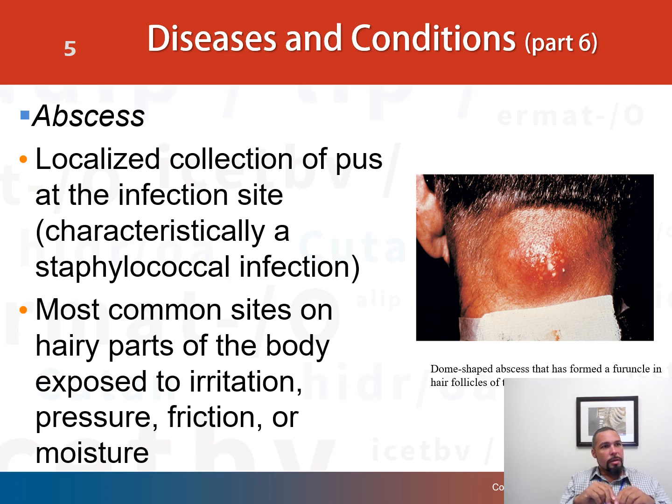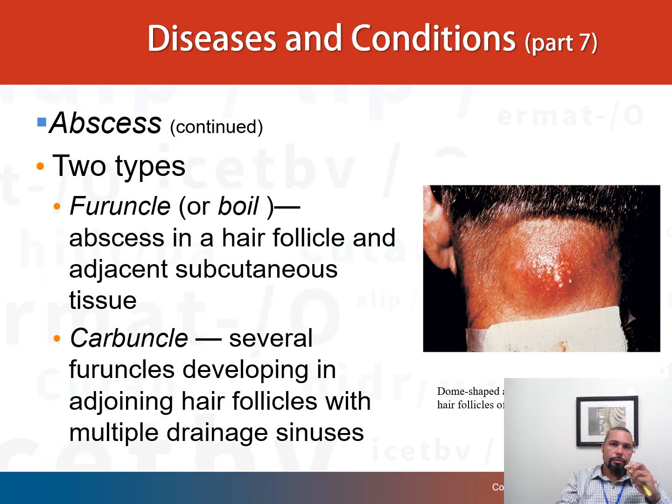Sometimes it will be hot to the touch, but not always. Most common signs are the hairy parts of the body, which are exposed to irritation, pressure, friction, or moisture. So, right behind the neck, like this picture is depicting, around the armpit area, around the groin. Those are just some areas where you could see some localized abscesses.